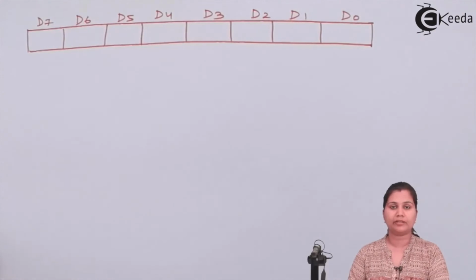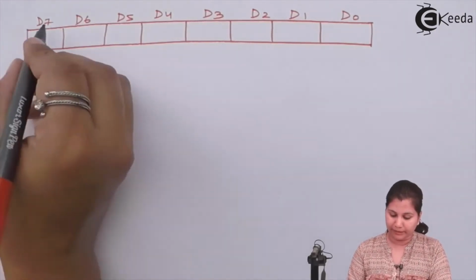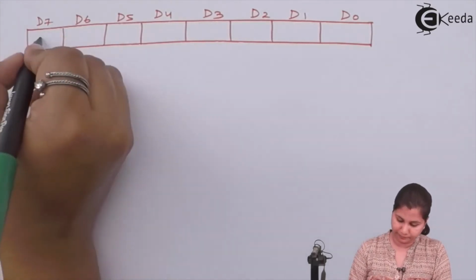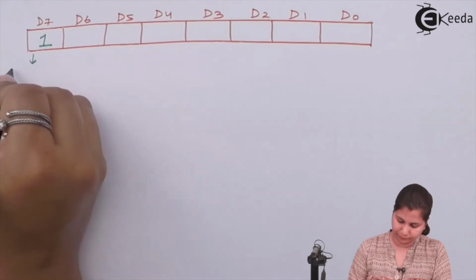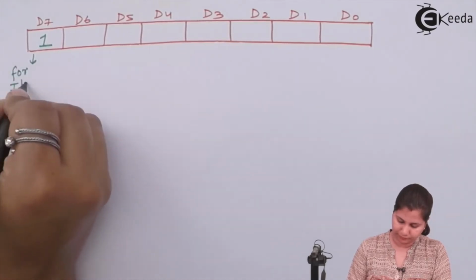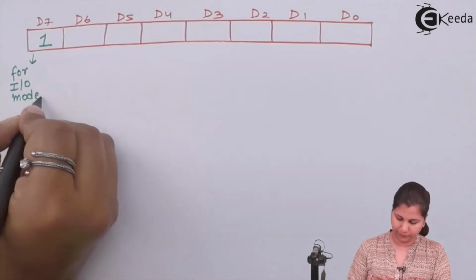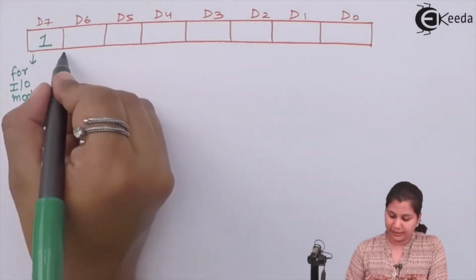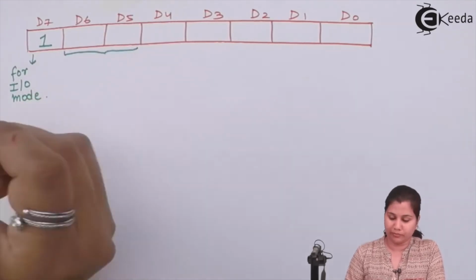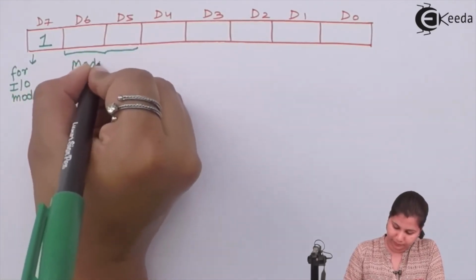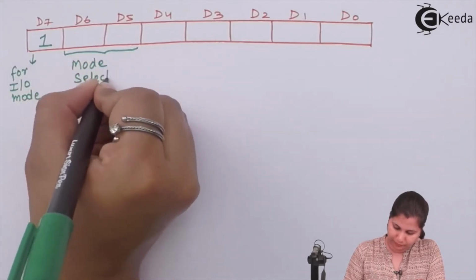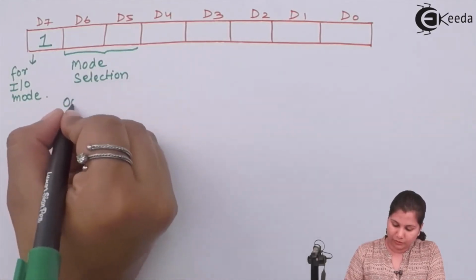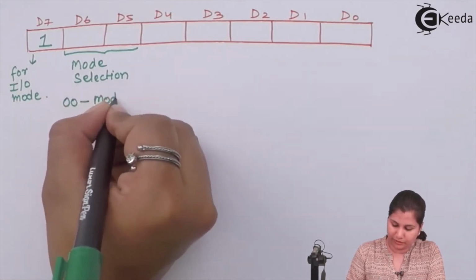So these are the 8 bits of the control word. The bit D7 is always 1 for the input output mode. Then comes the bits D6 and D5. These bits are the mode selection bits. If these bits are 0, 0, then mode 0 will work.